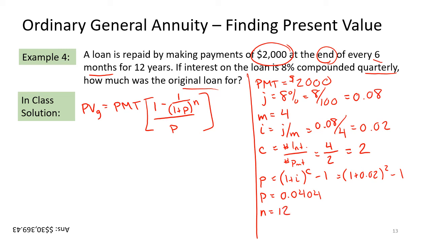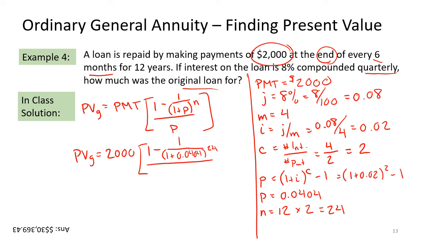So our last item we need is N, our total number of payment periods. And that's 12 years multiplied by 2 payments a year, which gives us 24. So substituting all of these values in, our present value is equal to our payment, which is $2,000, multiplied by 1 minus 1 divided by 1 plus 0.0404, our equivalent interest rate, to the exponent 24, divided by 0.0404.